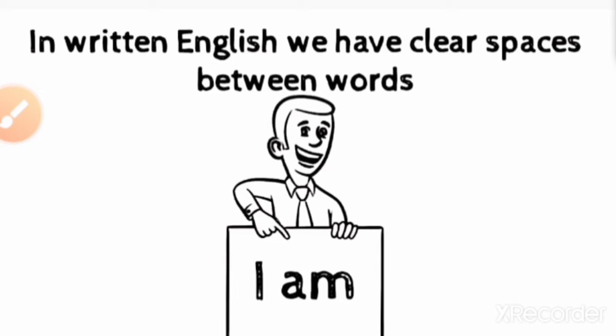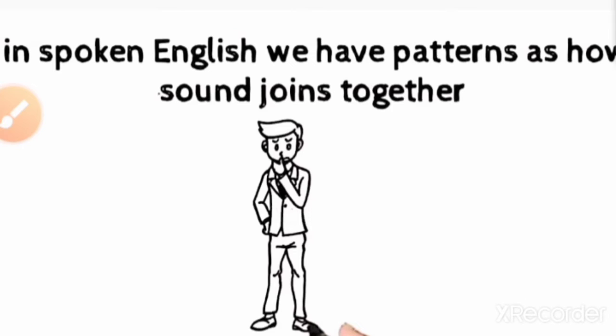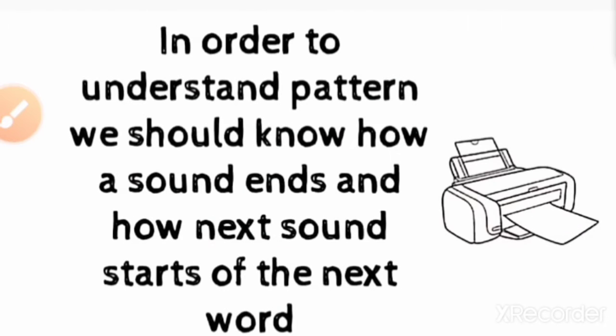So in English we have a pattern of how sounds join together, and that creates a flow, and that flow is known as linking, which I'm going to teach you today. Now, in order to understand these patterns, we should know how a sound ends and how the next sound starts from the next word. So the ending sound of one word and the beginning sound of the other word are combined.